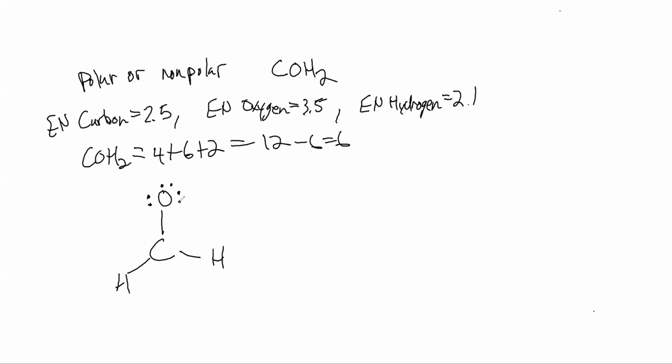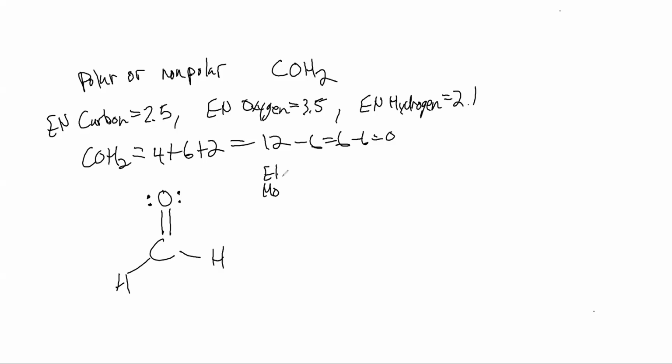Now, if we put all 6 of our remaining electrons around that oxygen, the problem that we run into is that we don't have an octet on the carbon. And so instead of doing 6 on the oxygen, we should really make that into a double bond there. So we should have our oxygen with the double bond to our carbon, our hydrogen, and our hydrogen.